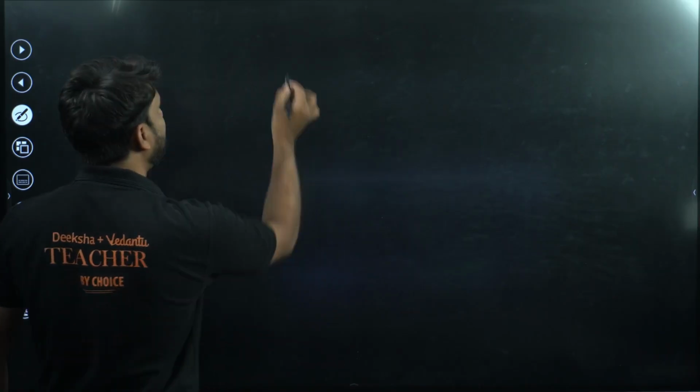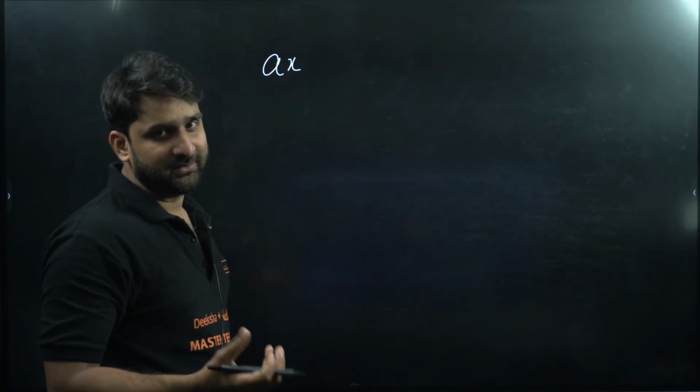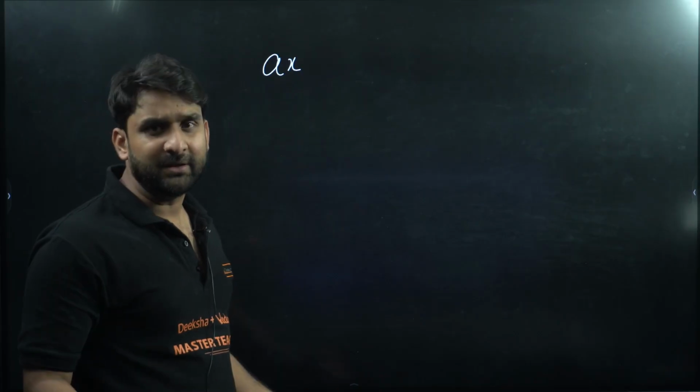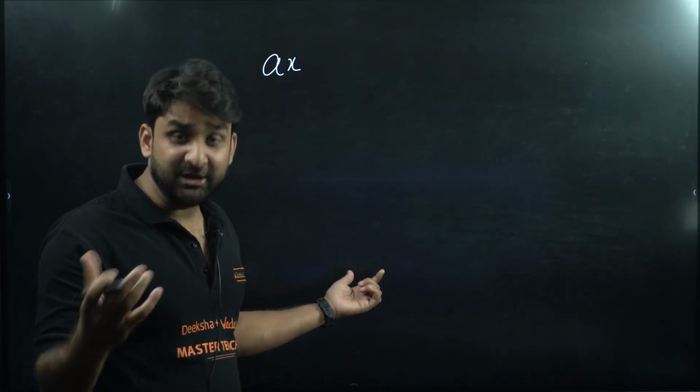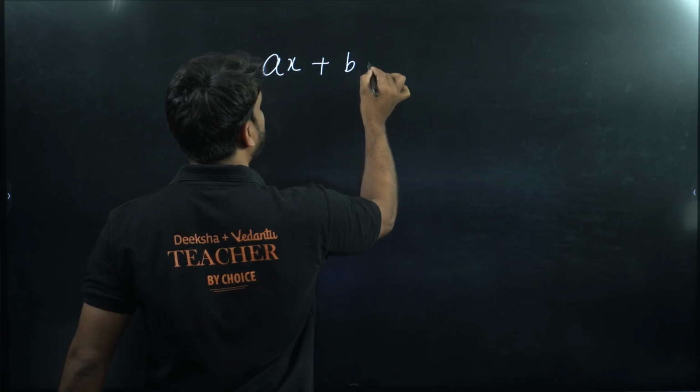So the format will be ax. What is a? Coefficient. There may be some number. If there is nothing, 1 will be there. We can consider a as any number. a is the coefficient of x. So ax plus the coefficient of y.